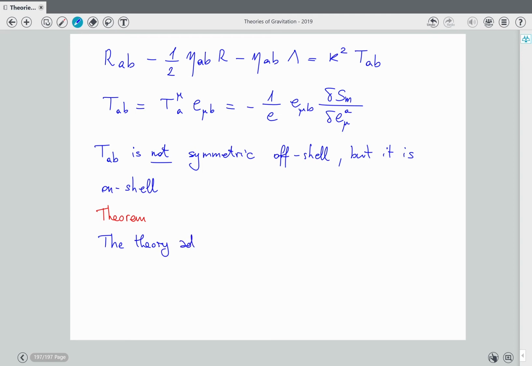So the theory admits, I would not know how to call it if it's not symmetric, so maybe it's not even right to call it a stress energy tensor, but let's see, admits a symmetric energy momentum tensor. It can be defined as an energy momentum tensor even if it is not symmetric. We will see what it is in a moment by the theorem itself. So the theorem admits a symmetric energy momentum tensor.